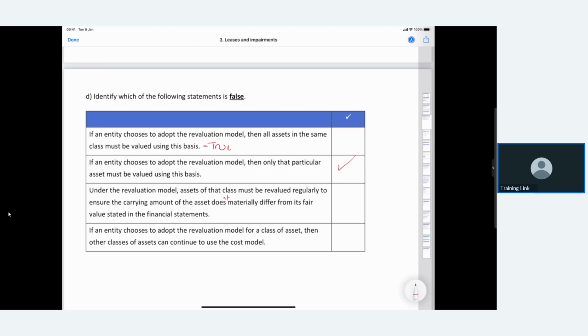If an entity chooses to adopt the revaluation model for a class of assets, then other classes of assets can continue to use the cost model. They absolutely can, that is true. So it only applies to each class of assets. But you could, for example, do land and buildings using the revaluation method, but you might do motor vehicles using the cost model, which is absolutely fine.